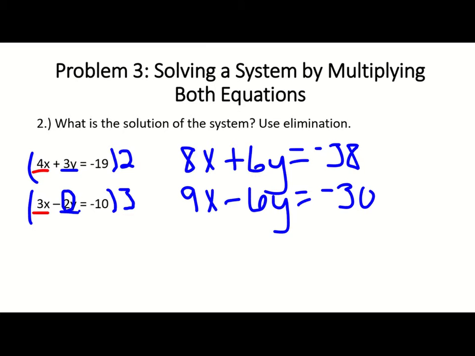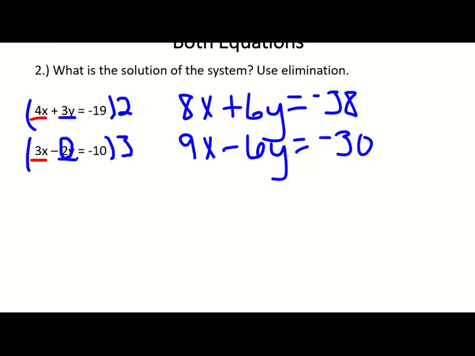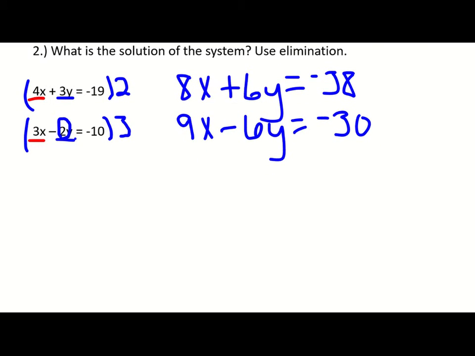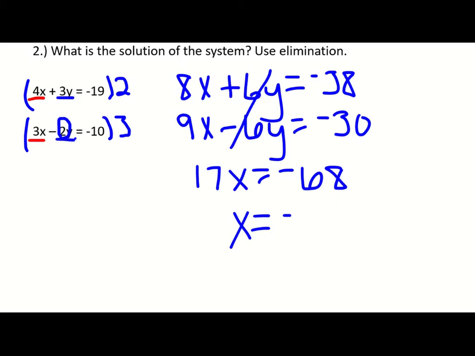And then I'm going to simplify all of this, because right now I have a positive 6y and a negative 6y. So they cancel. I have 17x equals negative 68. And when I divide by 17, 17 goes into 68 4 times. So this would be negative 4.